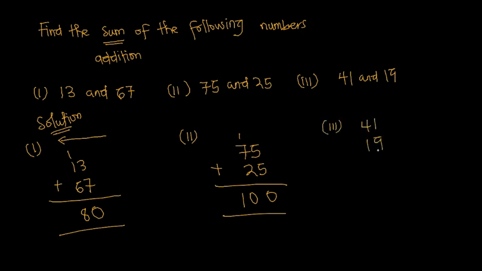41 and 19. So I start adding. 1 plus 9 will give me 10. I write 0 and then I carry 1. That 1, I bring it over here. So 1 plus 4 will give me 5, plus 1 will give me 6. So my answer over here becomes 60.